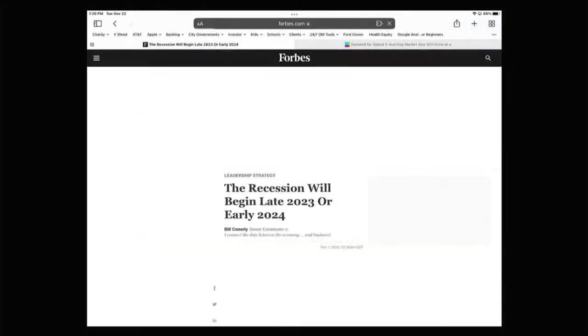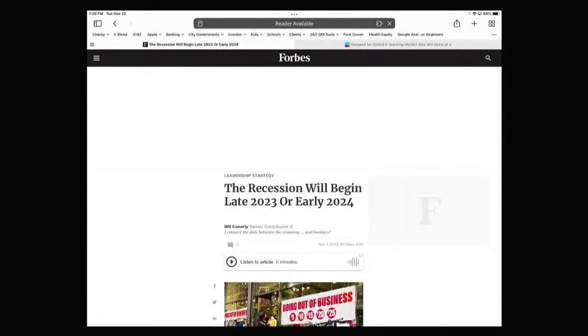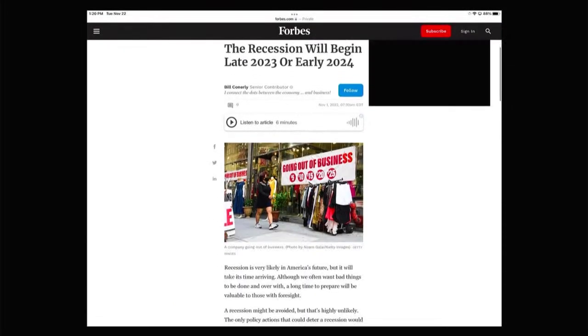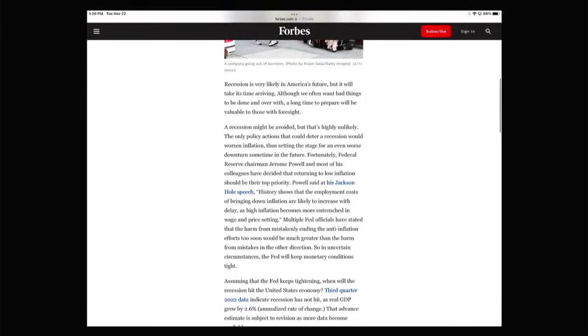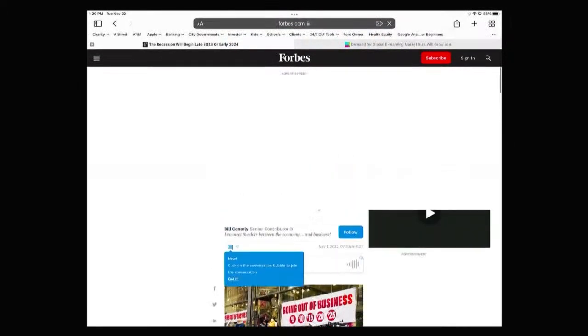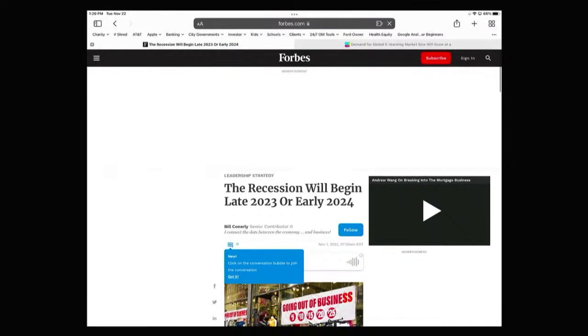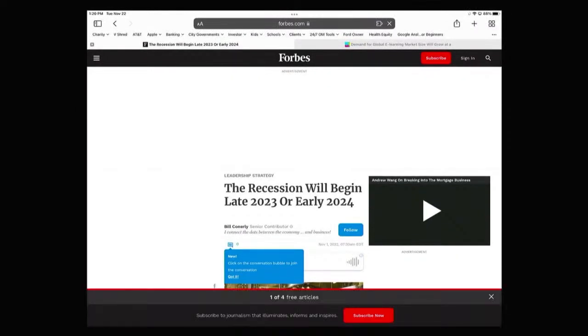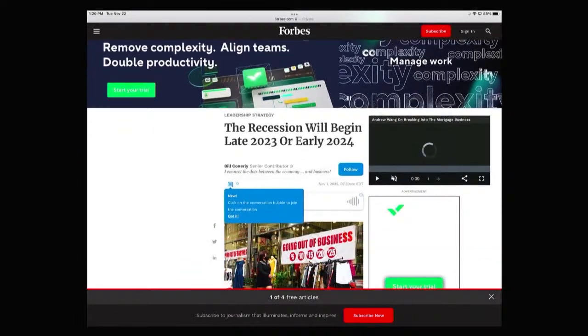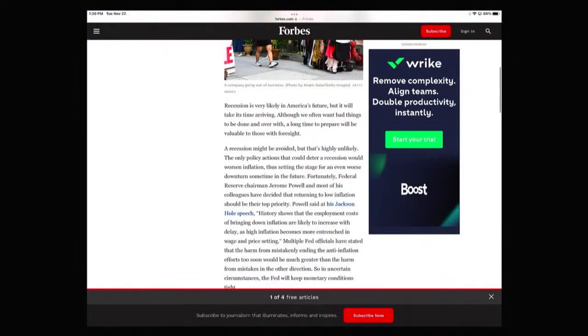Forbes magazine, November 1st. It says recession is very likely in America's future, but it will take its time arriving. Now, this was November 1st, guys. What's today? The 22nd? Yeah, this was just 21 days ago that they wrote this. They believe a recession is coming.